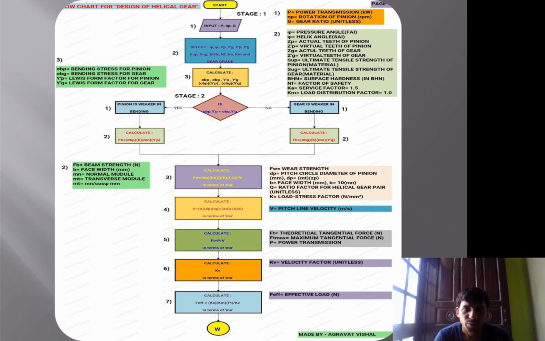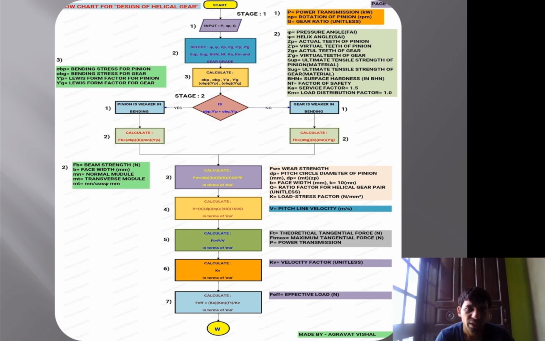We also select the factor of safety according to the terms and conditions. We take the service factor from the design data book. We also take the load distribution factor, which we can assume from the design data book. This is the second point.